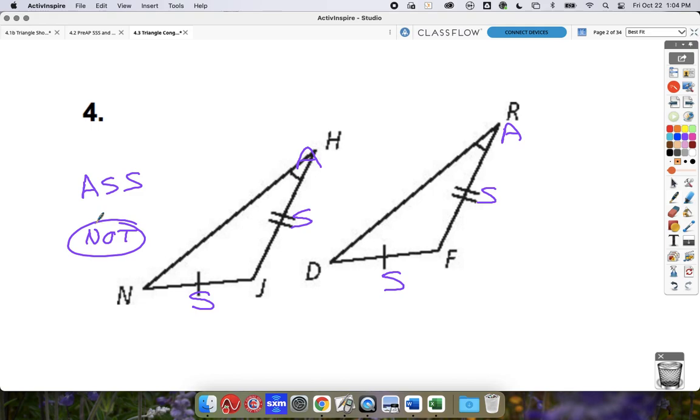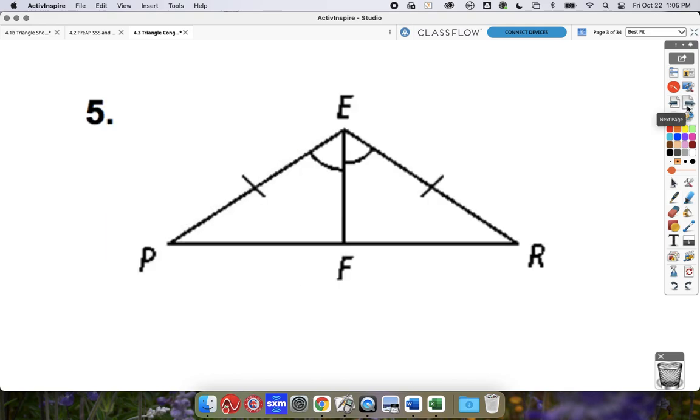Or I could do something like this. Are these two triangles congruent? Yes. I have this S is congruent to this S. I have this A is congruent to this A. And then reflexive property. A lot of times in your proof, you will see this line, and it is your job to know that it is the same as itself.